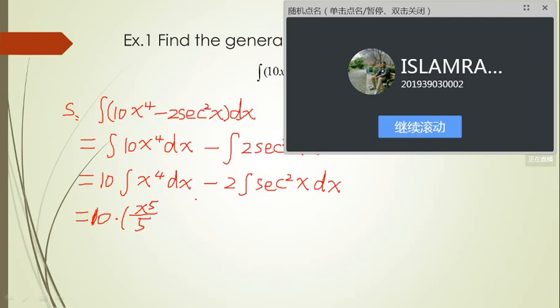But for an indefinite integral, don't forget the constant, okay?